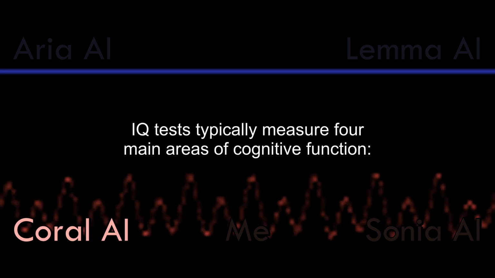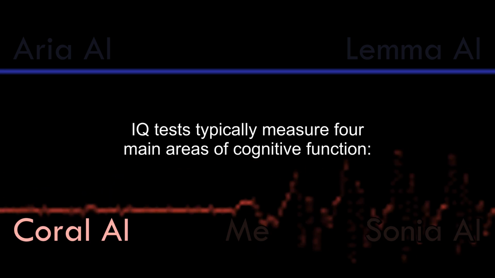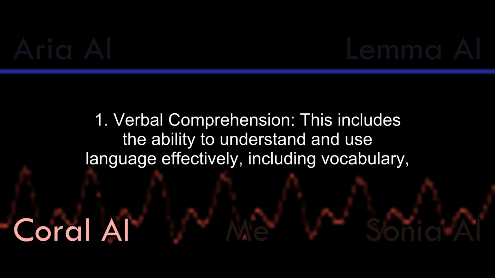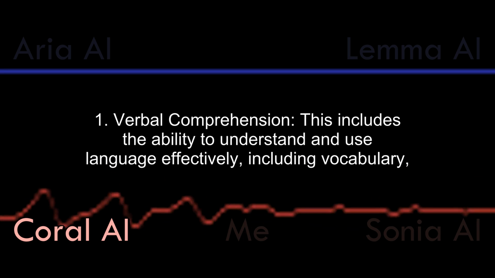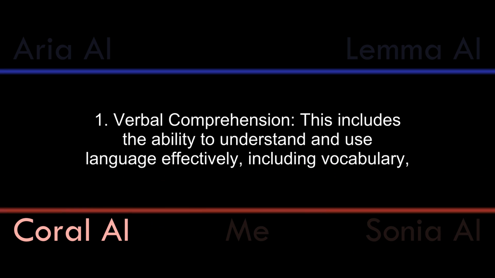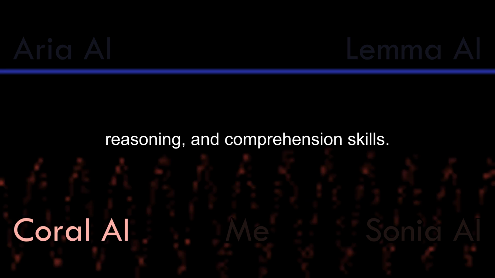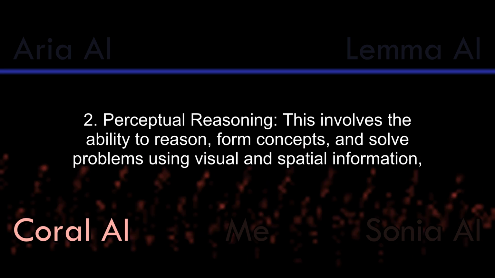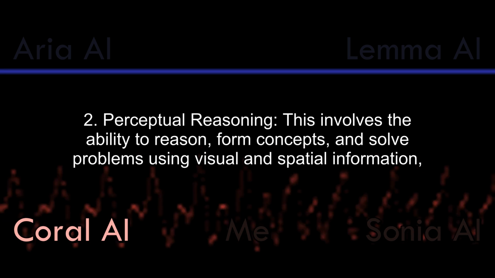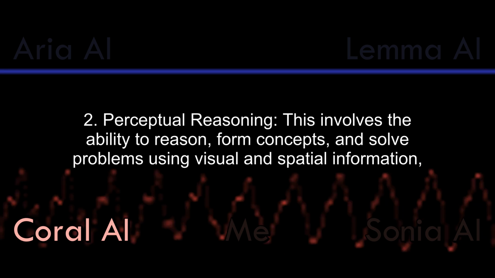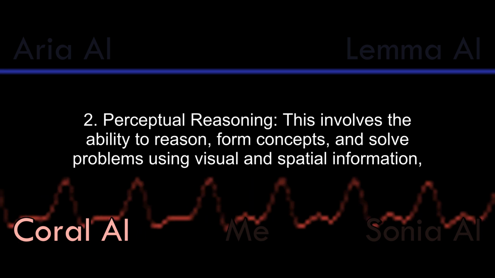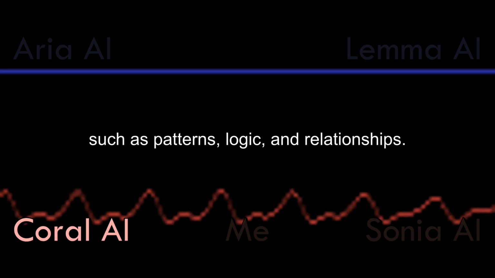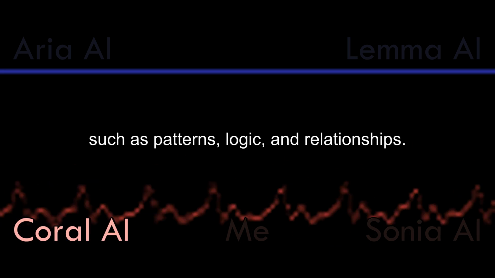IQ tests typically measure four main areas of cognitive function. 1. Verbal comprehension. This includes the ability to understand and use language effectively, including vocabulary, reasoning, and comprehension skills. 2. Perceptual reasoning. This involves the ability to reason, form concepts, and solve problems using visual and spatial information, such as patterns, logic, and relationships.